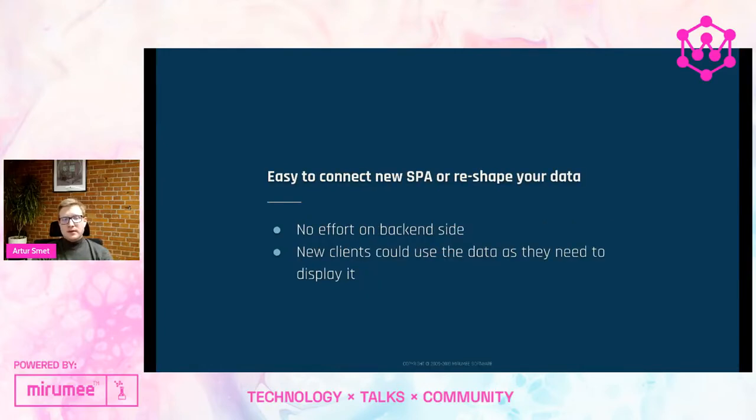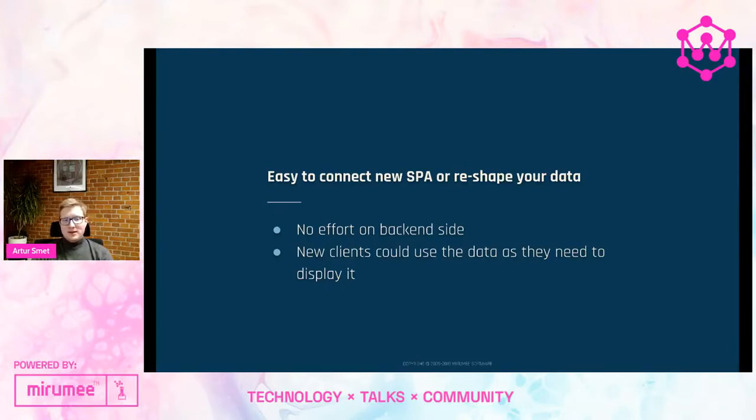Also, it's quite easy to connect new single-page applications or reshape your data, because you have that schema that describes your API. Once you want to, for example, create a mobile application, you as a developer can see which data is available and what you want to do with it. There is almost no effort on the backend side when you want to create a new application. New clients just use the data as they need to display it. Also, there is automatically generated schema documentation, which can be introspected. So the developers can be pretty happy about that.